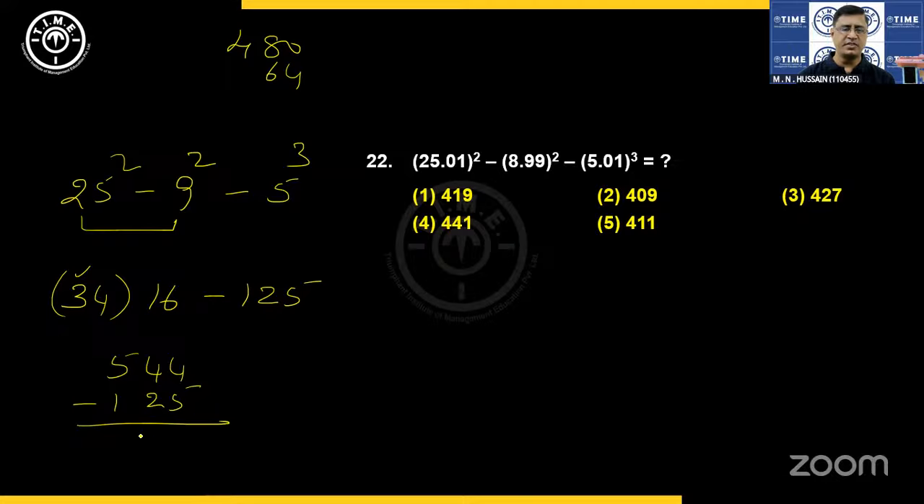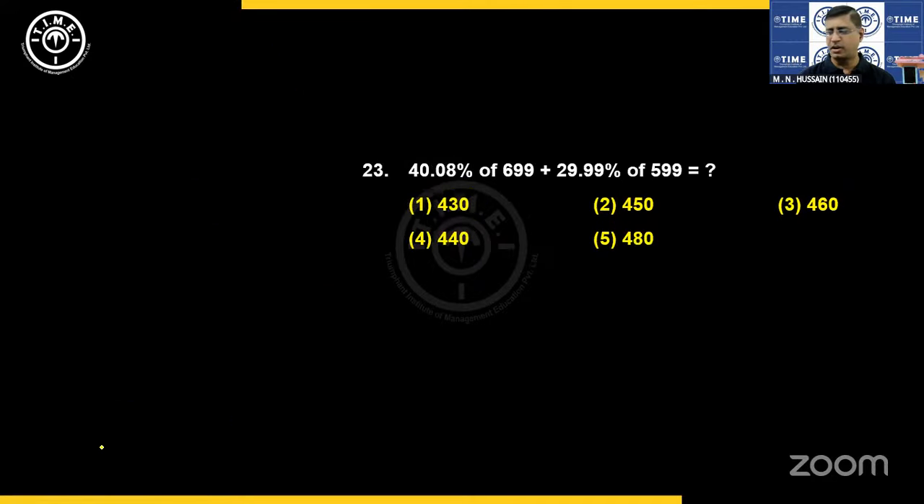So what is the difference here? The difference is equal to 419. Option number 1. Find out the difference. 44 minus 25, 19. 500 minus 100, that is 400. 419, right choice, option 1. Now, look at the next example on your screen.